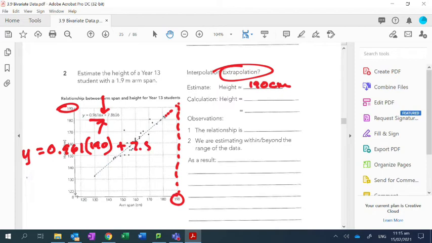What is that? 7.8656. And then you're just going to do the math. We always do brackets first, so we'll do that part first. So somebody with a calculator want to tell me what 0.961 times 190 is? Anybody with a calculator? Come on, guys. 190.569.